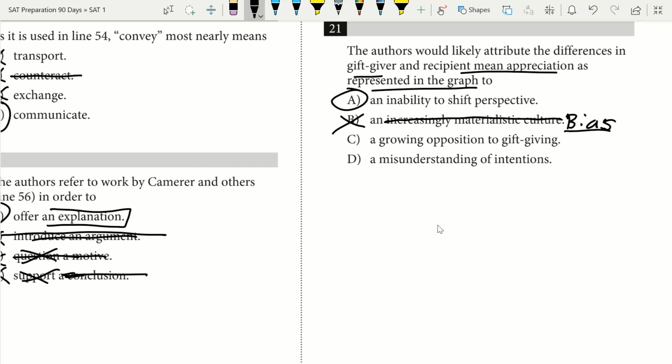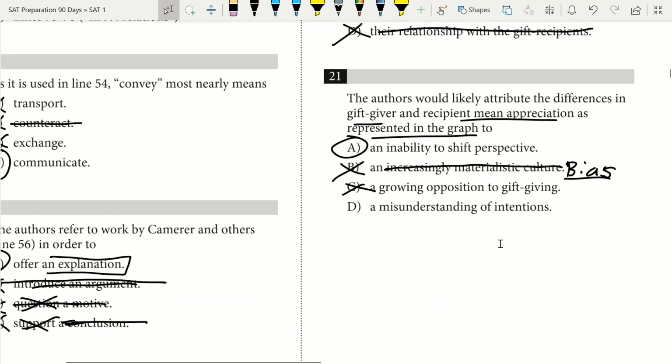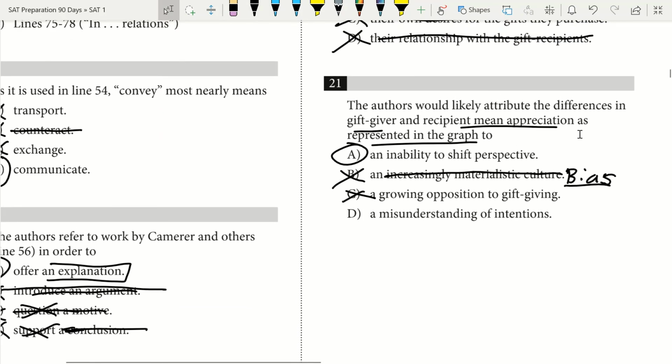C, a growing opposition to gift giving. Nope, the graph does not talk about that. I'm sorry, the authors would likely attribute the differences in gift giver and recipient mean appreciation as represented due to a growing opposition to gift giving. No, we don't talk about that in the passage. D, a misunderstanding of intentions. We don't talk about that in the passage either. So those are both unrelated.